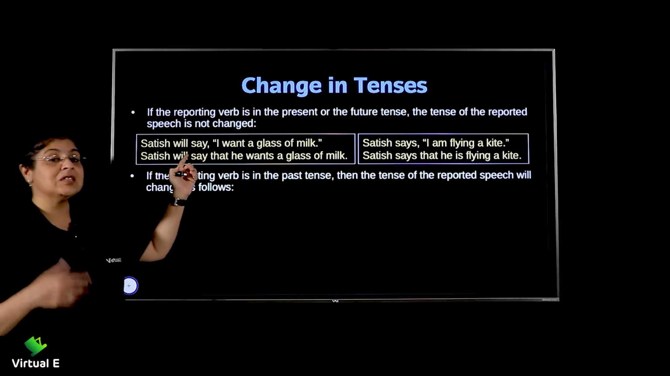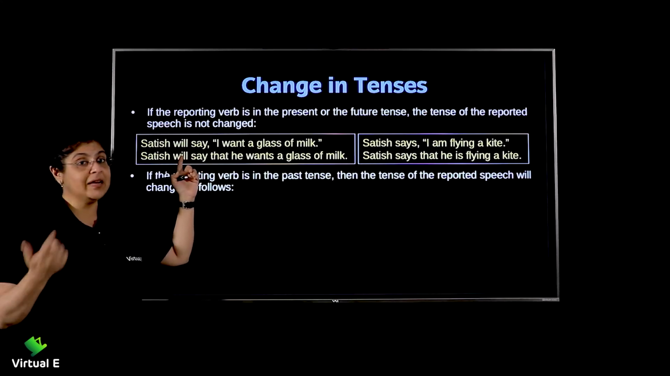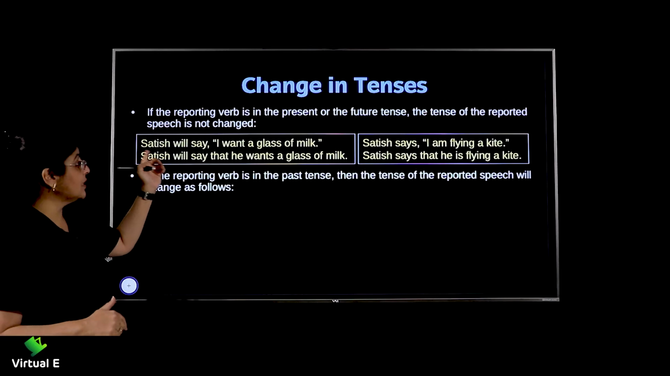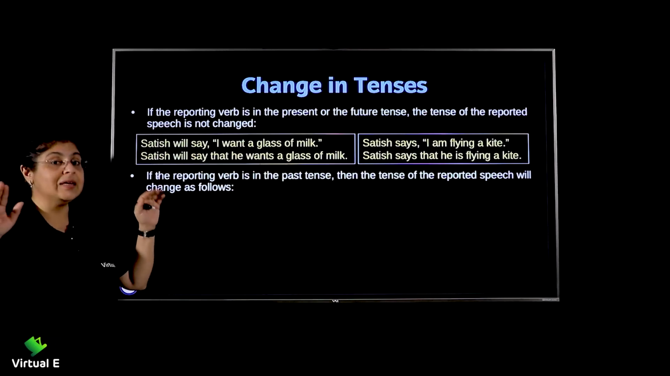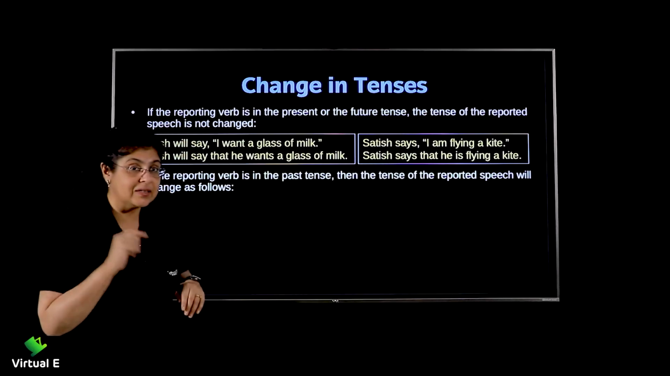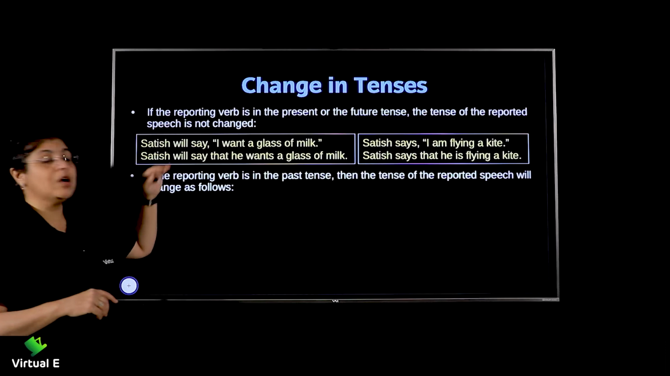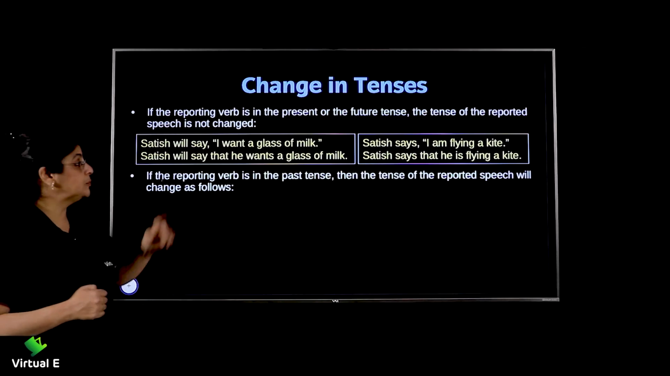Now, "will say" means which tense? Future, because "will" is there. Will indicates future. So, "Satish will say, 'I want a glass of milk.'" This is there in inverted commas. That means the first sentence is direct speech. Correct? We want to convert it into indirect speech. So, what all will we do?